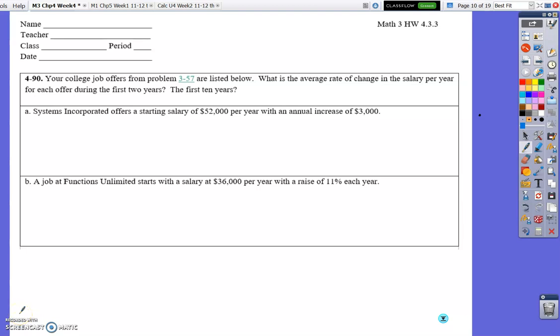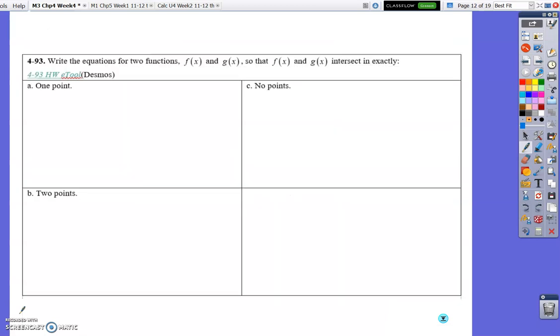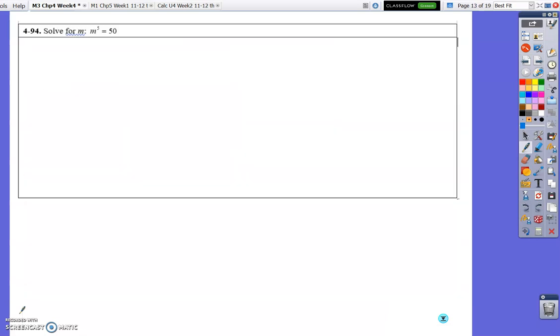All right, so your homework here is 490, 491, 492, 493, and 494. I'm actually going to do 494 first because it's so easy and it looks so hard, and it's not at all. So we have m to the 5th power equals 50.